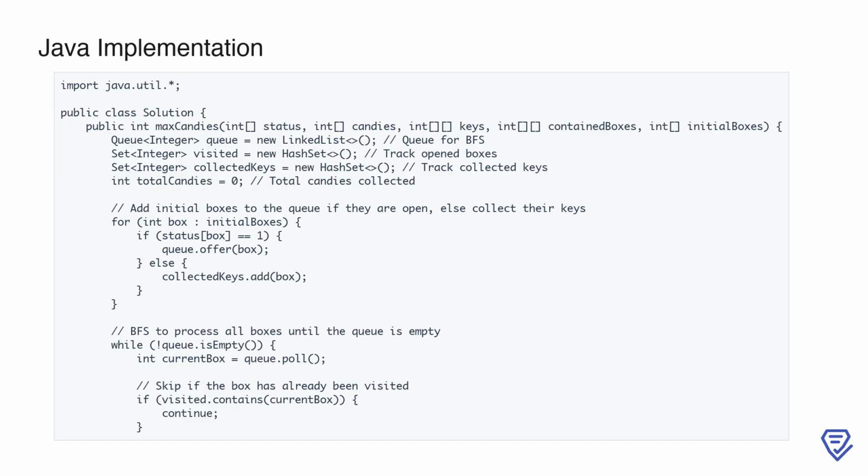We then iterate through the initial boxes. If a box is already open, we add it to the queue, making it ready for immediate processing. If it's locked, we store its key in the collected keys set for potential use later. The BFS loop starts by processing boxes from the queue, and within this loop, we check whether the current box has already been visited to avoid redundant work.